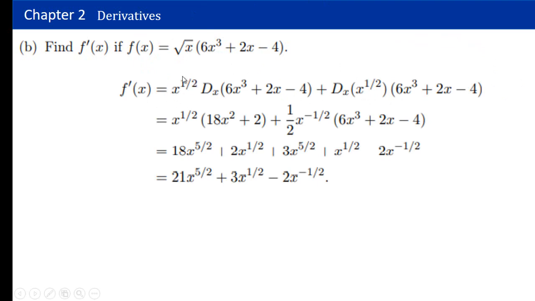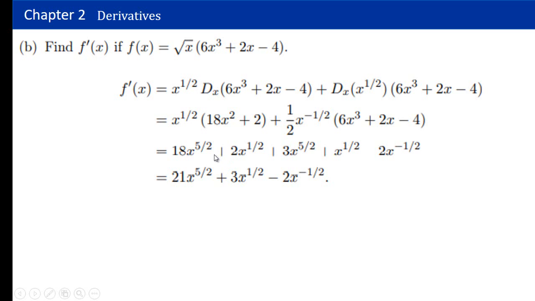So, we have here copy. So, x to the 1/2 derivative is 18x squared plus 2 minus 0. Okay? The derivative of this is 1/2 x to the power of negative 1/2 because the numerical coefficient is minus 1 on top. And this one is 6x cubed plus 2x minus 4. And then we multiply this one. This is 1/2 plus 2, that is 5/2 or 2.5.